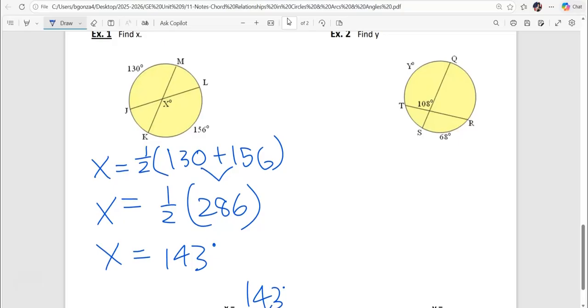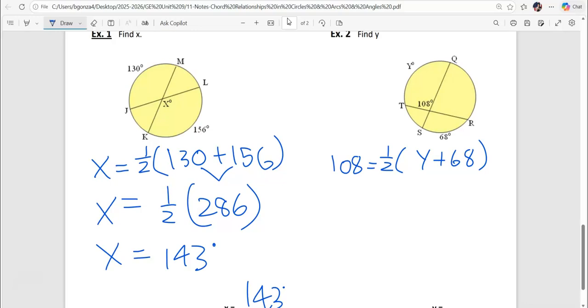And then, last but not least, this is the trickier one. X, Y, the variable, the letter is not on the inside, but you still got to write that angle first. So 108 equals 1/2, and then you're going to add the 2 intercepted arcs, Y plus 68.